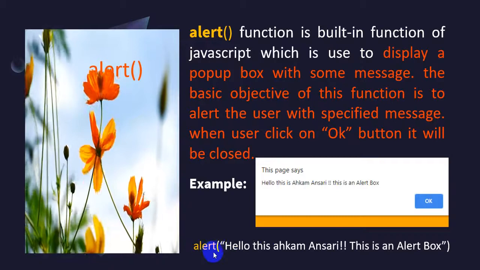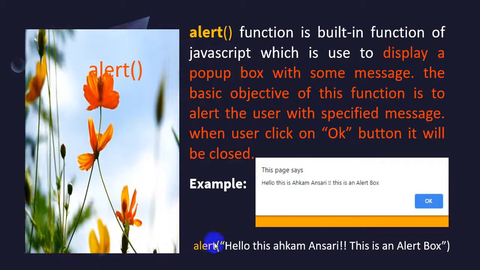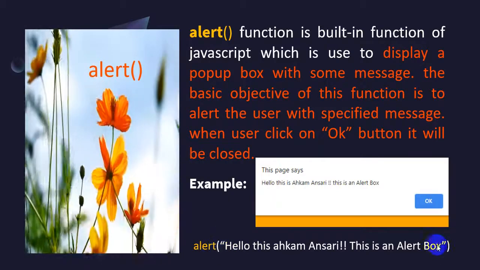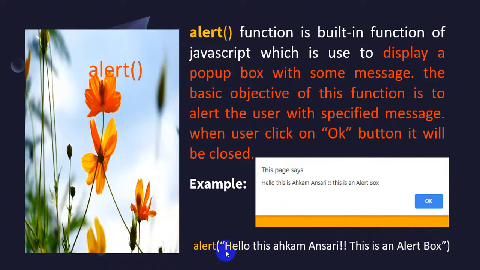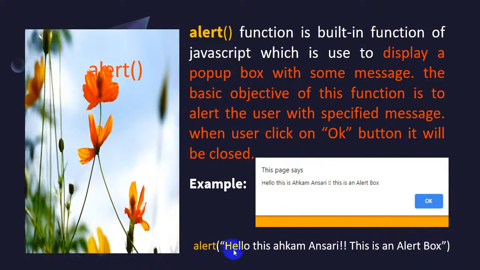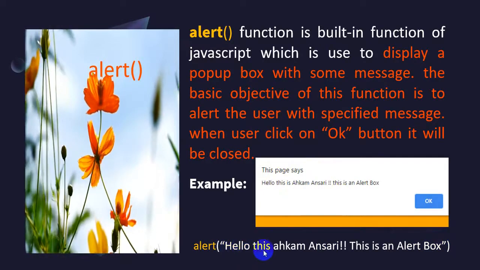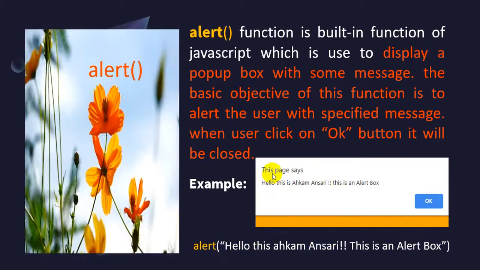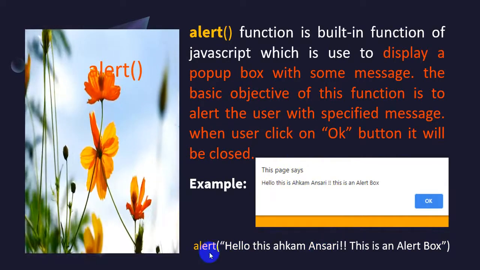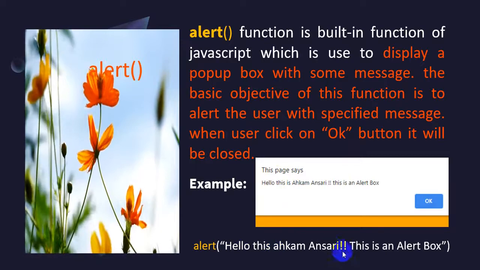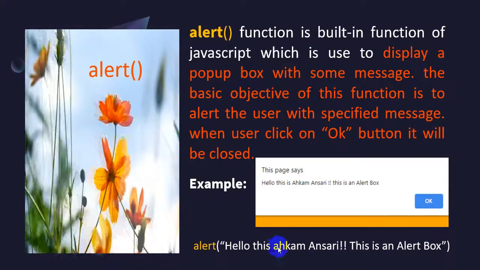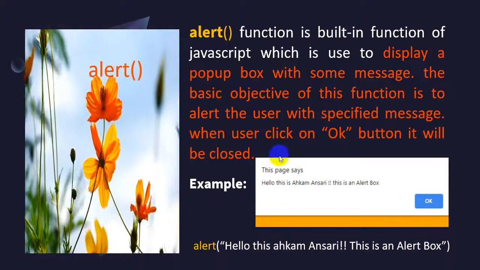For the coding of an alert message, you just need to write alert and the function brackets, the opening bracket and closing bracket. Inside that you have to pass a message. Whatever message you pass in this bracket, inside double inverted commas, will appear in your pop-up box. So I have written alert, hello, this is Ahkam Ansari, this is an alert box. When you run this line of code inside JavaScript, you will get this pop-up box.